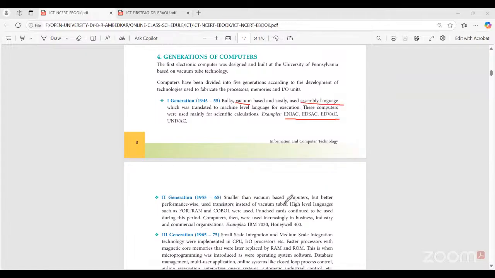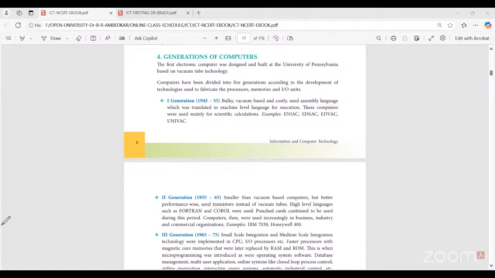In the second generation, the programming languages were Fortran and COBOL, that is high level language. The example computers were IBM and Honeywell. And the technology they used is transistors instead of vacuum tubes. So these are the changes from the first generation to the second generation.